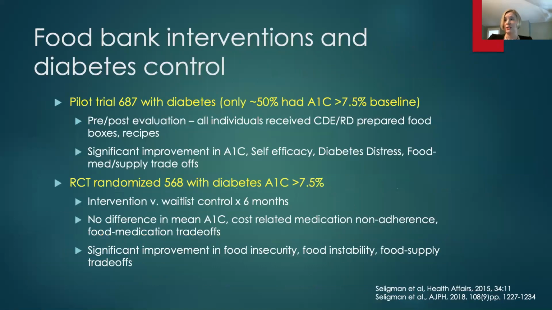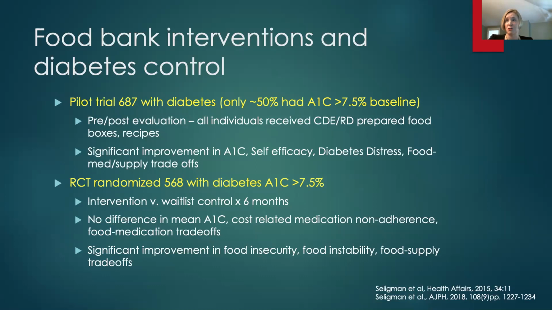So finally, one study team has conducted interventions through the Feeding America food banks across the country to determine if an intervention providing nutritionist prepared food boxes and some other support services could result in improved glycemic control. Because these trials were recruited at the food banks themselves, the prevalence of food insecurity was high at 75 to 80%.